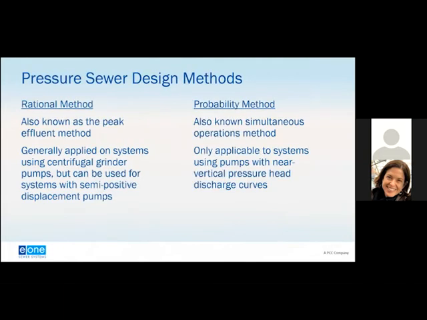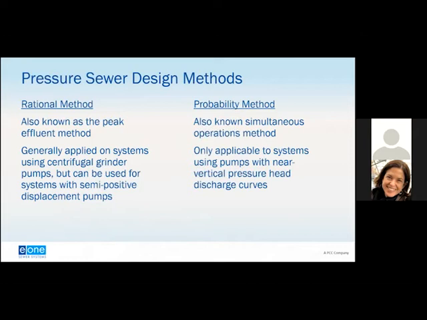So when we design a pressure sewer system, there are two design methodologies. The rationale method, which is also known as the peak effluent flow method, and this is generally applied to systems using centrifugal grinder pumps. But the rationale method can also be applied to systems using semi-positive displacement pumps. I don't know that there's a real good reason to do that, but you could use this rationale method on an SPD pump.